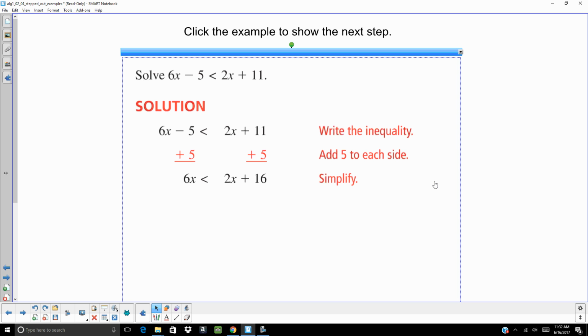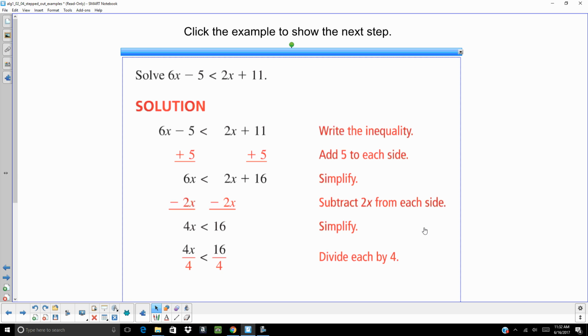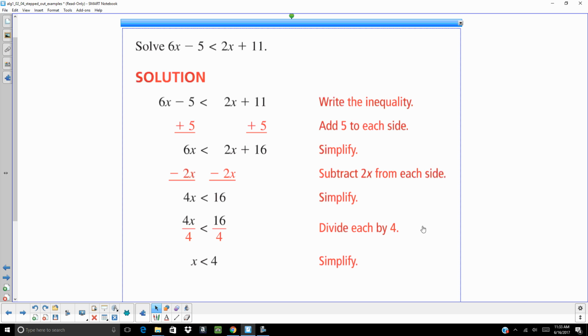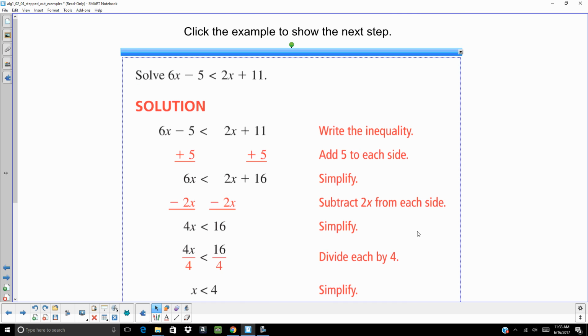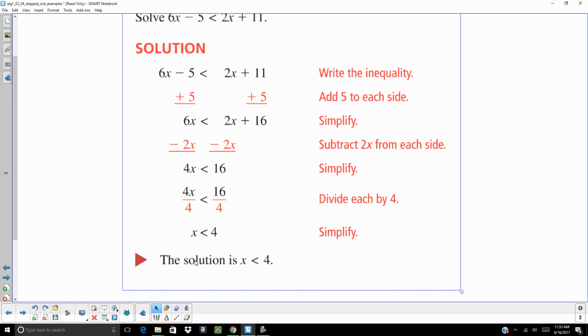Now I'm going to subtract 2x. 4x is less than 16. Well, we need to get rid of that 4. Let's divide both sides by 4. X is less than 4. So that's our solution. And it didn't say to graph, so we're not going to graph that one.